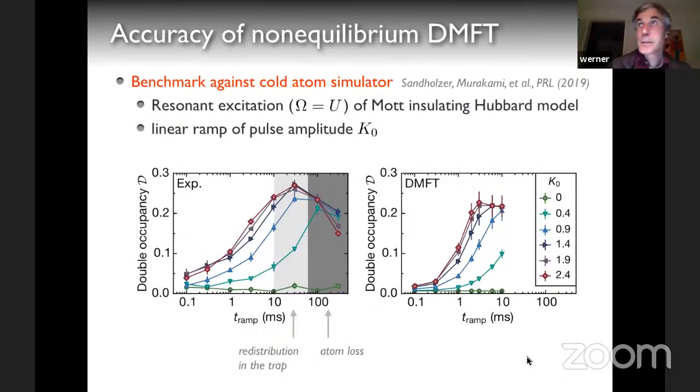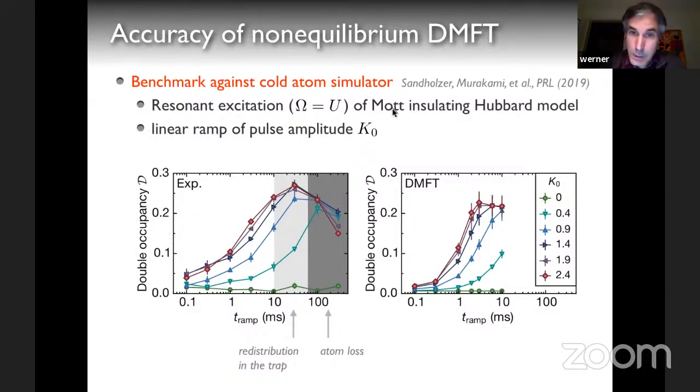Now, when it comes to three-dimensional systems, there's really not any other method that I can think of which could give us exact reference data for strongly perturbed lattice problems. So we decided to benchmark DMFT against cold atom simulators. As you may know, cold atom groups can implement a Hubbard model in their laboratory. And some groups, like the Tilman Esslinger group at ETH, can also mimic the effect of electric field excitations by shaking their lattice in a clever way. So we teamed up with Esslinger's group to benchmark DMFT against cold atom simulators for the problem of resonantly excited Mott insulators.